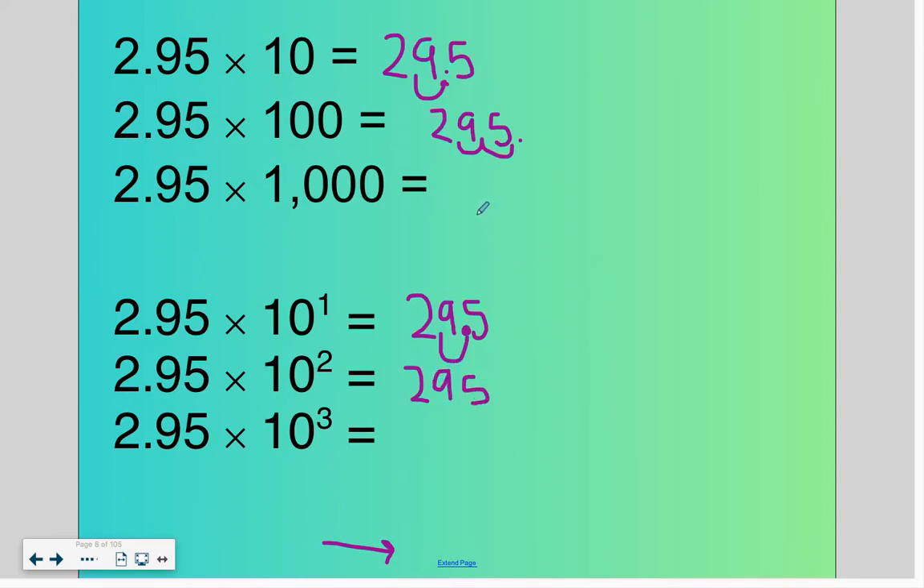Times 1,000, or times 10 to the third, watch what's going to happen. So first, put down your 3 digits. Put your pencil where you started. 1, 2, 3. So we need to add a 0. And the same thing would be true if we're multiplying by 10 to the third. It's the same thing as 1,000. 1, 2, 3. Add a 0, number, number, number, comma.